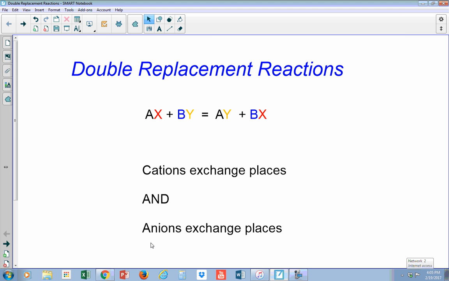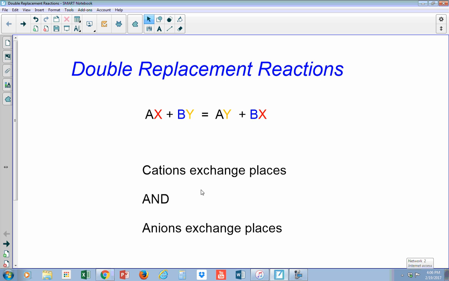Double replacement reactions are pretty straightforward if you understand the idea of cations and anions. Just to remind you, cations are the positive ions at the beginning of a formula, and anions are the negative ions at the end of a formula. Basically, all that's going on here is that they just exchange places.